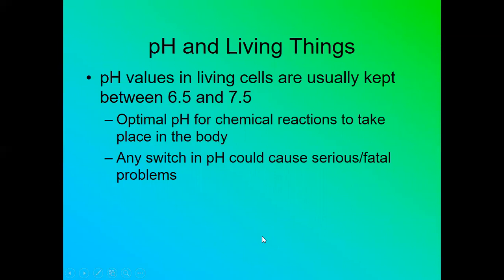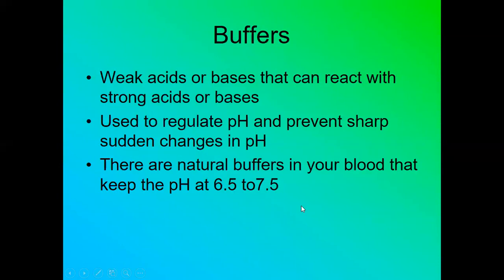pH in living things. Living things don't like to be wildly acidic or wildly basic. They generally like to be between a 6.5 basic and a 7.5 acidic. These are the optimal pHs for chemical reactions to take place in the body. Any serious switch in that could cause fatal problems.